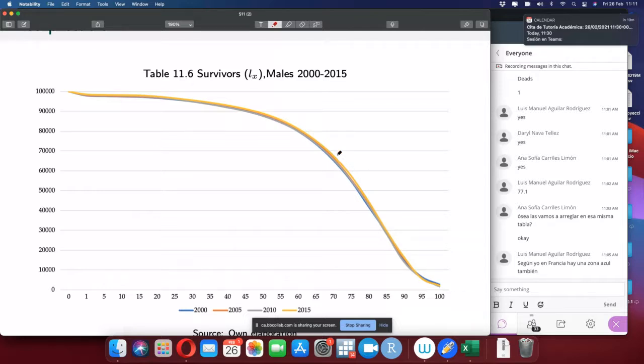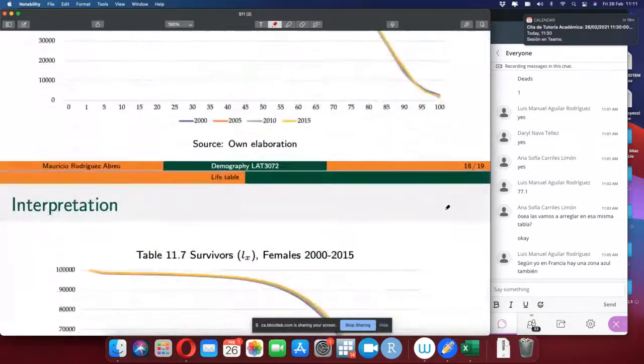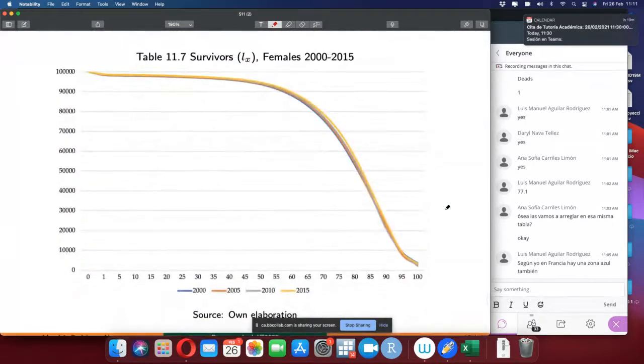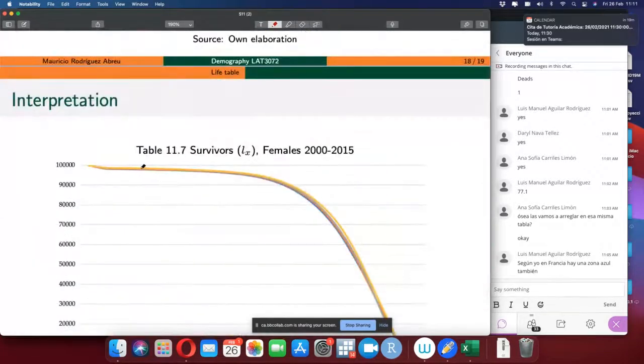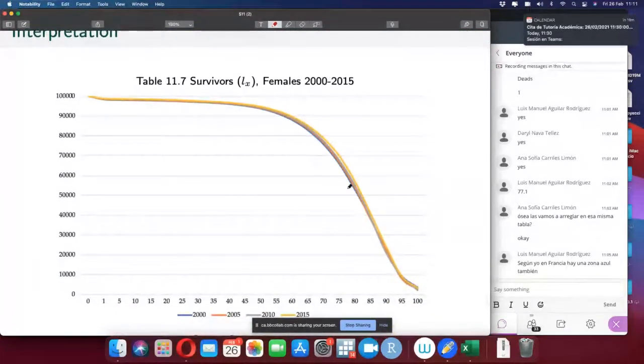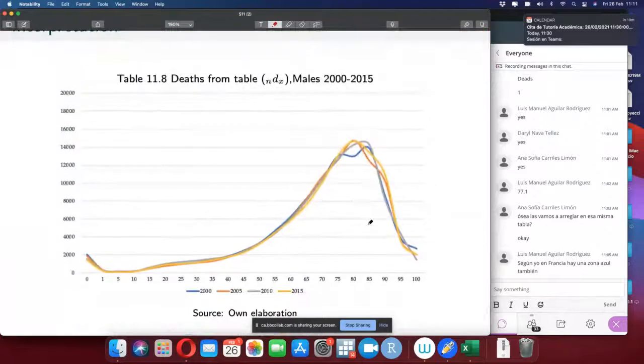So we can see this small change in mortality. And for women, I think for men, as you can see, it comes down and is declining really early. For women, it stays high for more time, and then it declines at this stage. And this is just the number of deaths from the table. And we can see that deaths are concentrated. Yes, we have a few deaths here, but deaths are concentrated around this age.